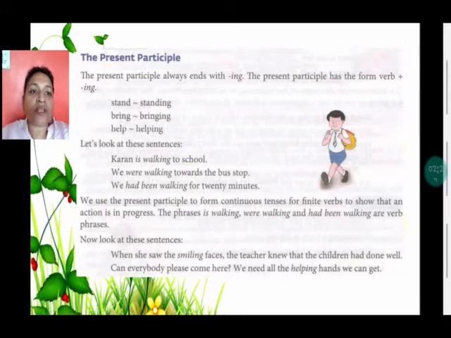We use the present participle to form continuous tense. Children, you all know that whenever ing is used, it is actually an action going on. So whenever we talk about continuous tense, then it is always ing, to show that an action is in progress. The phrases is walking, were walking, and had been walking are verb phrases. When she saw the smiling faces, the teacher knew that the children had done well.